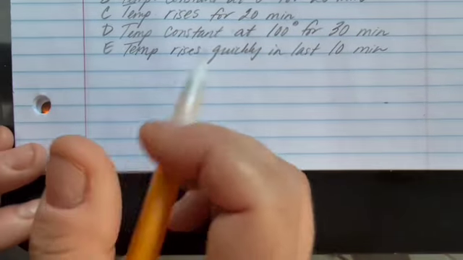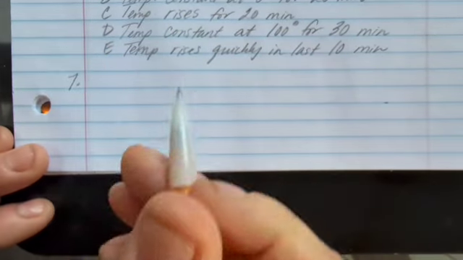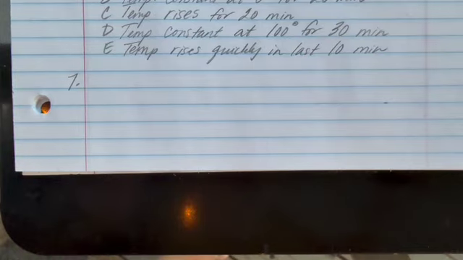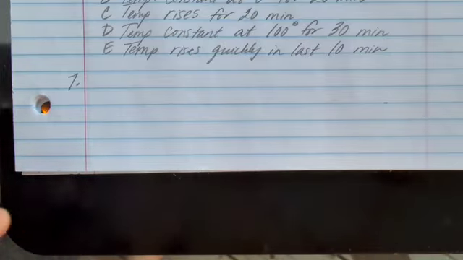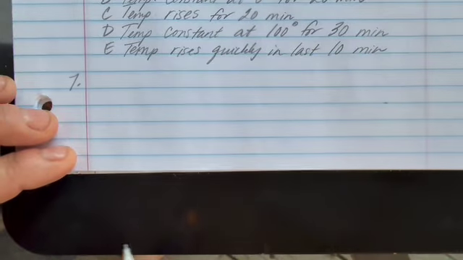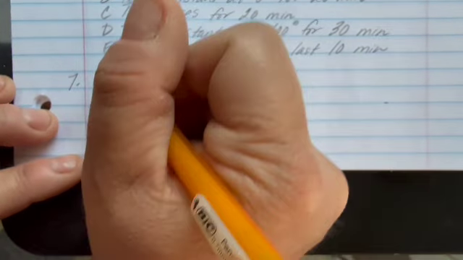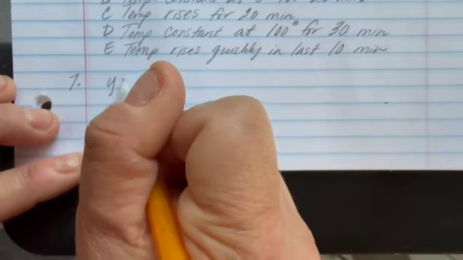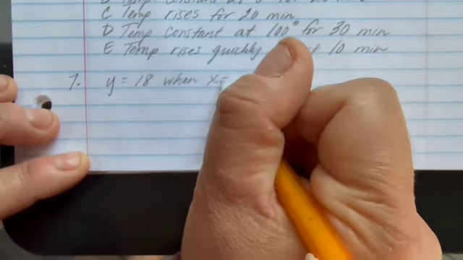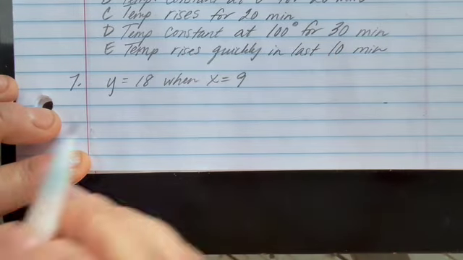Okay, let's move on now to concepts that we covered in chapter 4, which is direct variation and inverse variation. I wrote you some notes here for number 7. Remember that y varies directly with x. Remember what your equation for direct variation is. So you're given a direct variation here. They're telling you y varies directly with x, and they give you 2 values: y equals 18 when x equals 9.